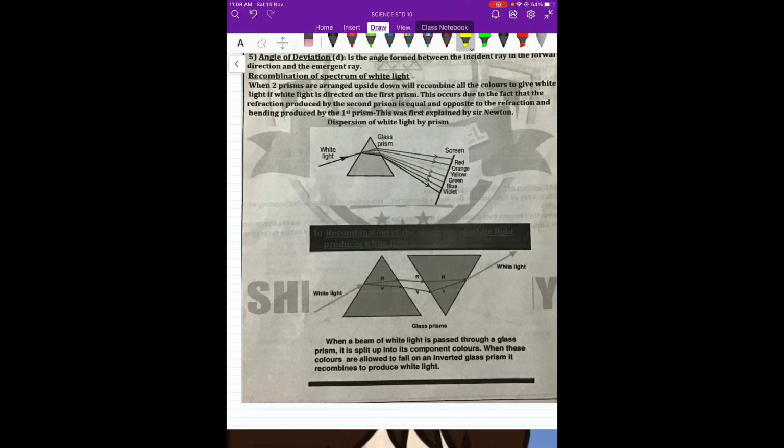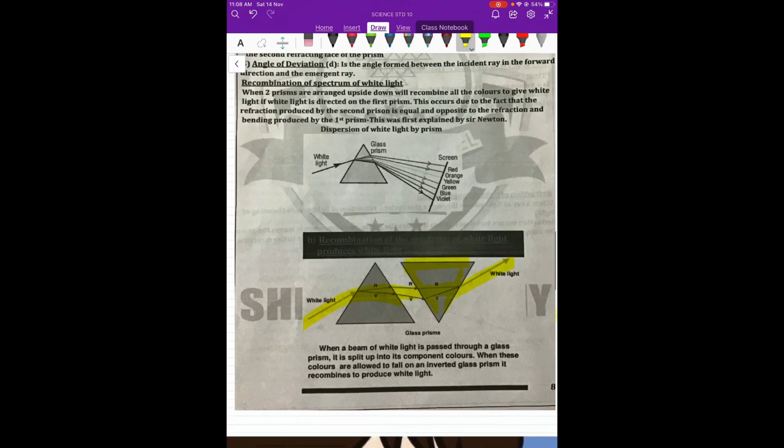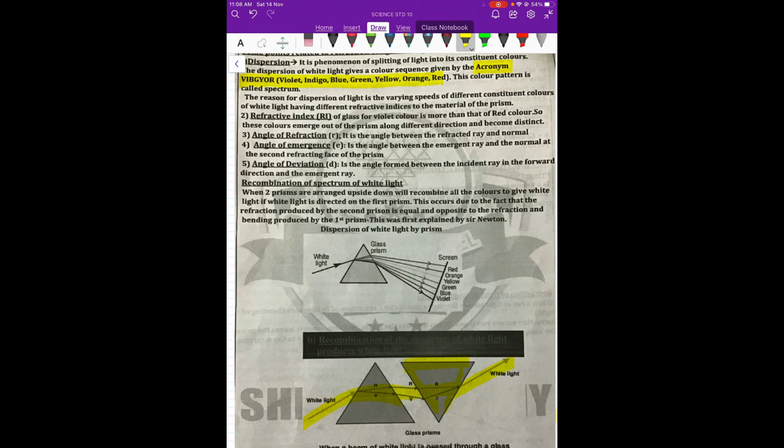Now the second thing is, Sir Isaac Newton did another thing. He passed the same white light first through the first prism. It separated into its 7 colors. Now again he put a reverse prism just next to it. So the spread out colors, the spectrum of colors, entered the prism and ultimately came out as white light. This phenomenon is called recombination of the spectrum of white light.